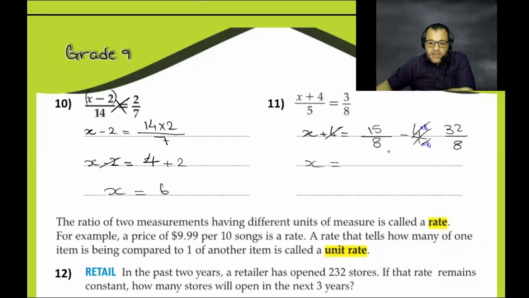So 15 minus 32 equals? Negative 17 over 8. Any problem for this part? If you didn't understand, please inform me.